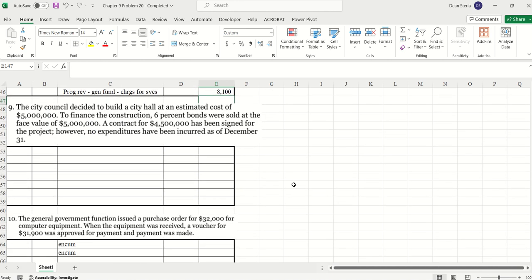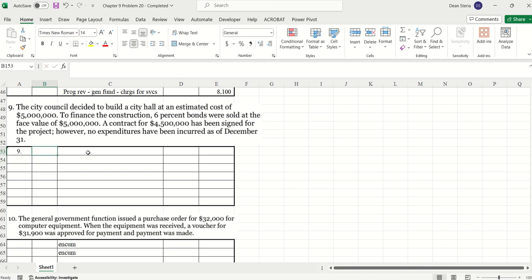What about number 9? The city council decided to build the city hall at an estimated cost of $5 million. To finance the construction, 6% bonds were sold at the face value of $5 million. Contract for $4.5 million has been signed for the project. However, no expenditures have been incurred as of December 31st. So this is entry number 9.